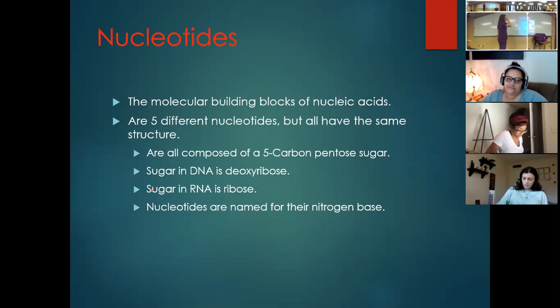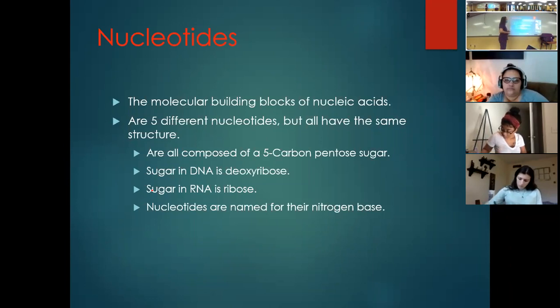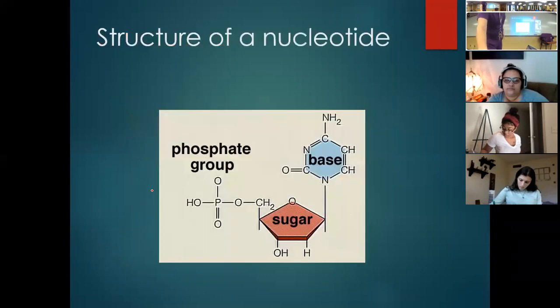So this is just a little bit of a review. Nucleotides, I'm not going to test you on this. They are made of a sugar and a protein, and they're named for their nitrogen base. That's it. And there's their structure. I'm not going to make you reproduce their structures, just so you've seen it.